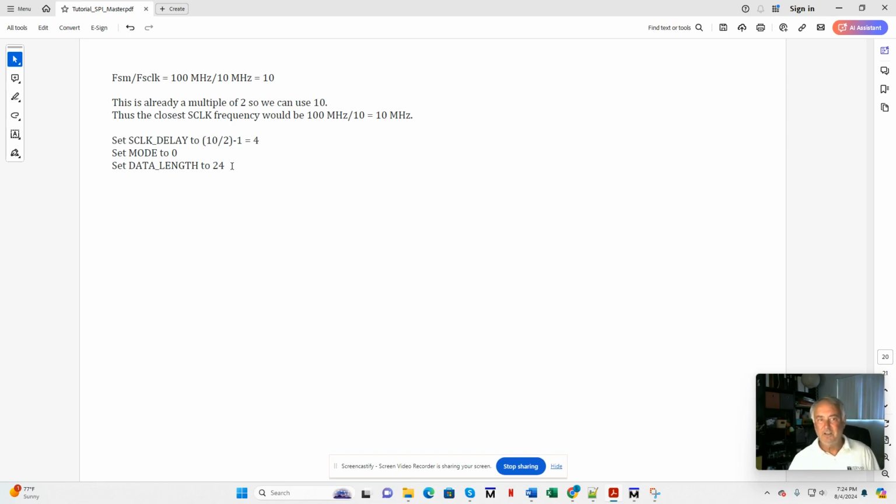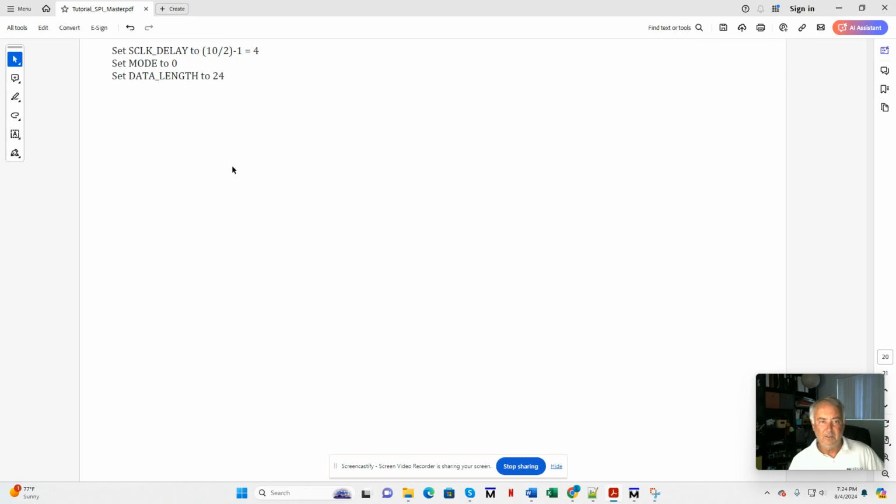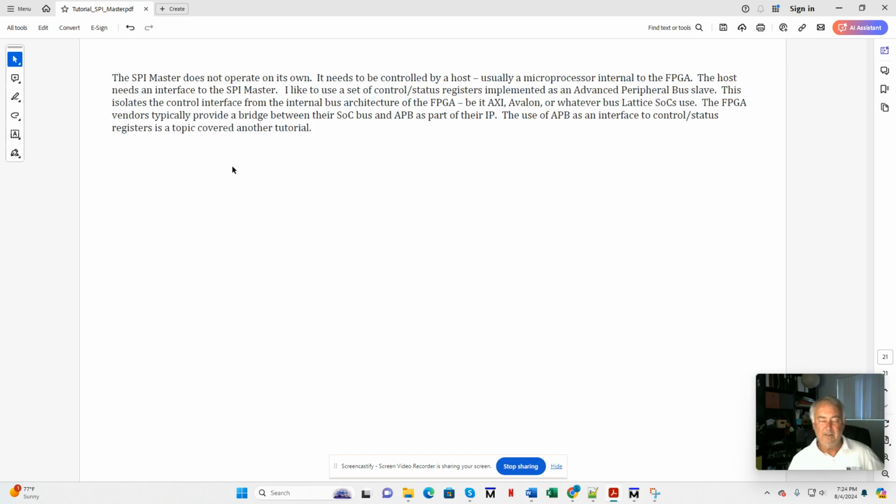Okay, so we've covered some simple SPI devices with our simple SPI Master. Now, the SPI Master does not operate on its own. You're going to need a host, usually a microprocessor that's implemented inside your FPGA. And that host needs an interface to that SPI Master. And that's usually a set of control status registers.